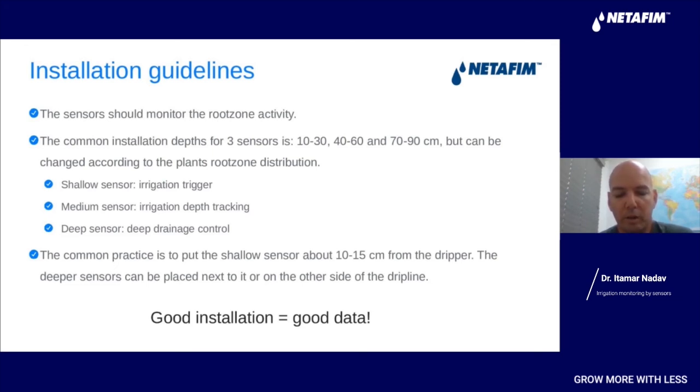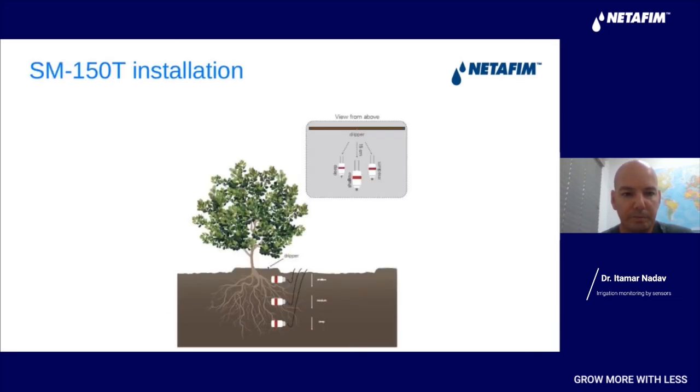And the common practice is to put the shallow sensor about 10 to 15 centimeters from the dripper along the drip line. And the deeper sensors can be placed next to it. And the rule of thumb is that good installation gives you good data. And if you don't practice good installation, you will get bad data, and all of your decisions will be wrong because you didn't install the sensors as you should.